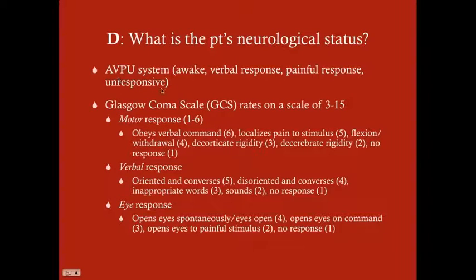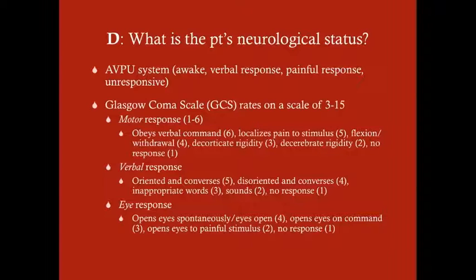So the AVPU scale is basically as easy as it sounds. Is the patient awake? Do they respond to verbal command? Do they respond to pain? Or are they unresponsive? One of those four. Simple as that. The Glasgow Coma Scale is a little bit more complicated, a lot more complicated. So what we're looking for with the Glasgow Coma Scale is their motor response, their verbal response, and their eye response.